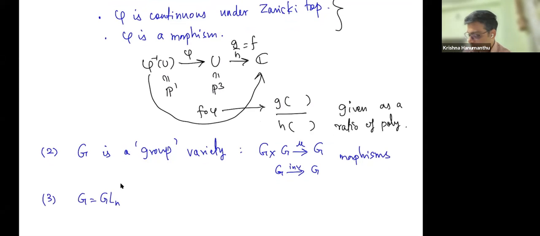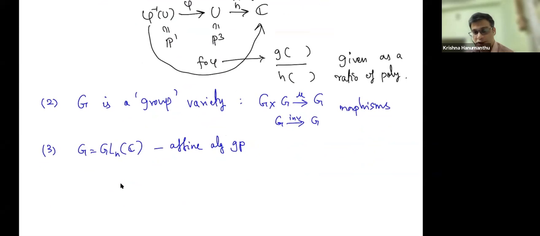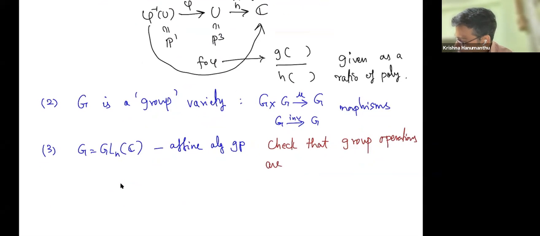But if you take GLN, see, this is an affine variety. It is actually an affine algebraic group. Because it has the structure of an affine variety and it has the structure of a group with the group operations are algebraic morphisms. So that is part of an exercise, right? So check that group operations are morphisms. Again, loosely speaking, the idea is that when you multiply two matrices, you are only doing polynomial operations.